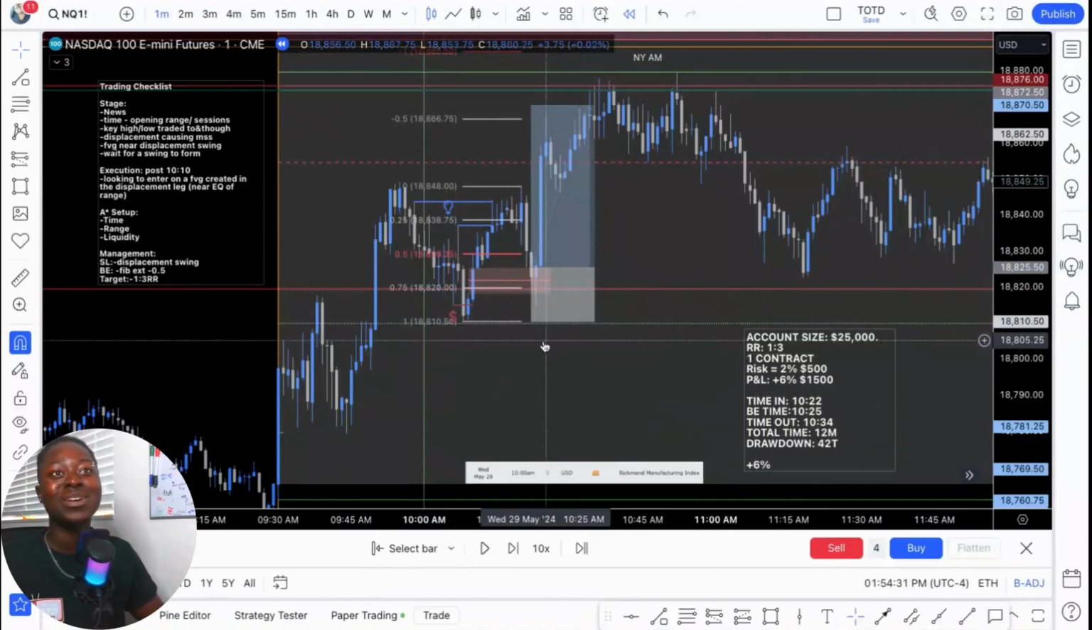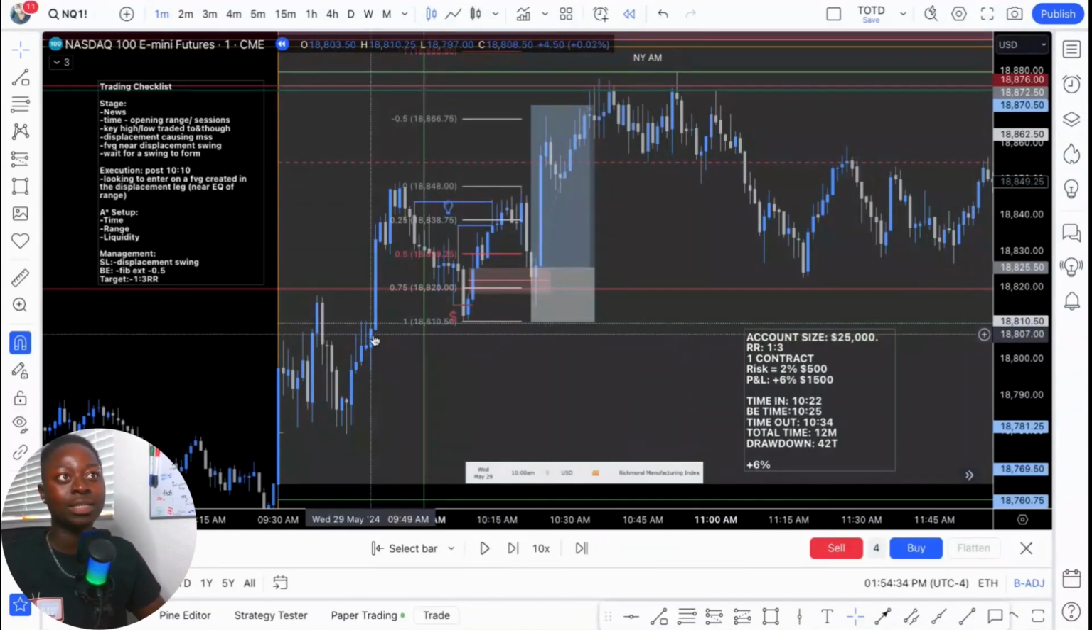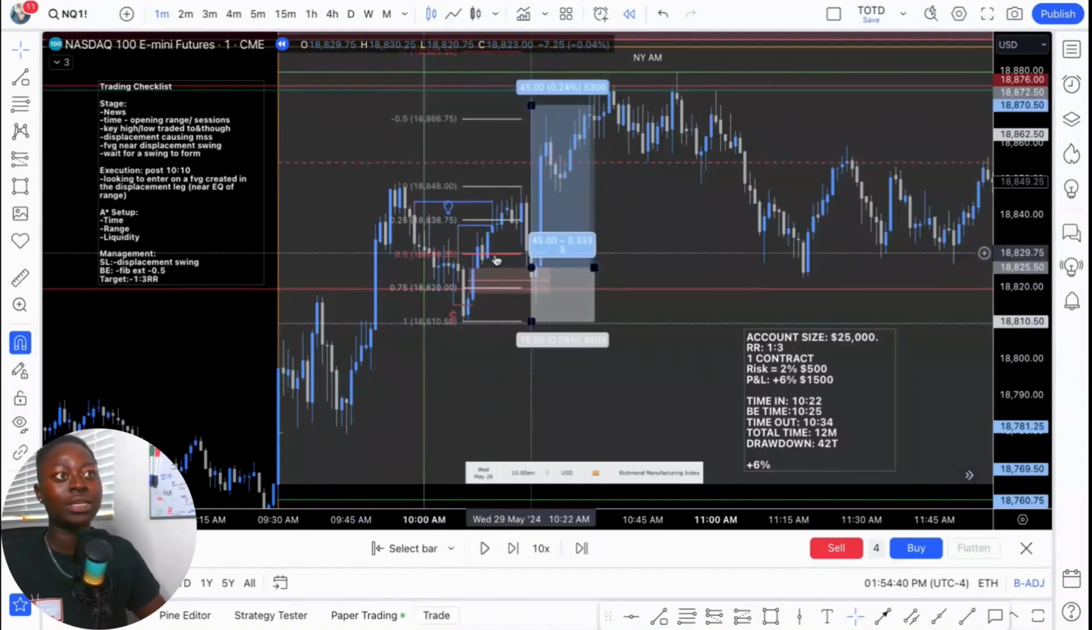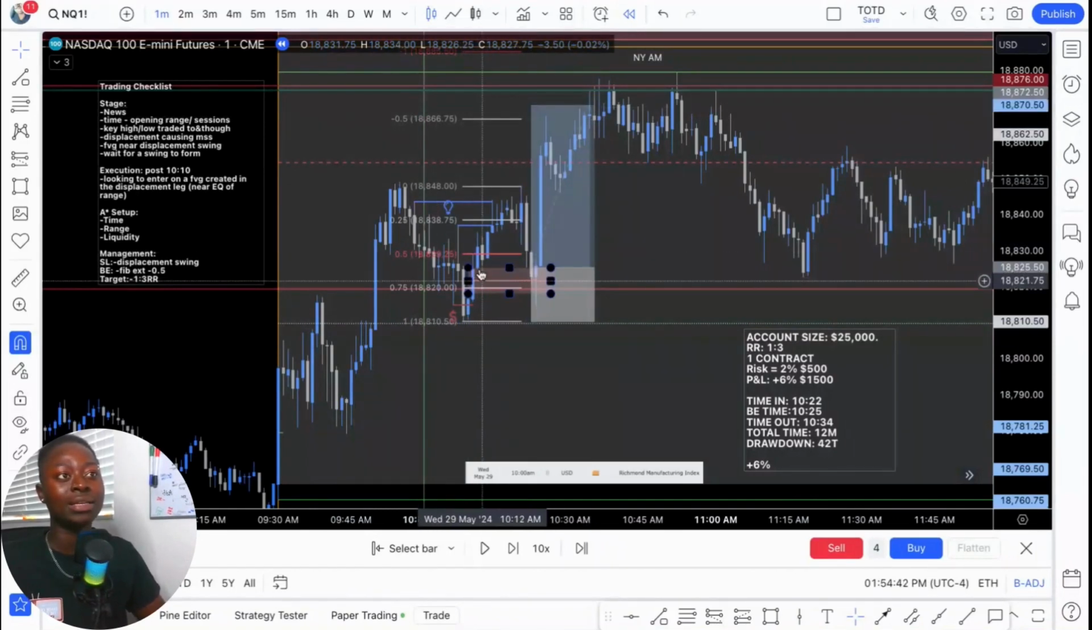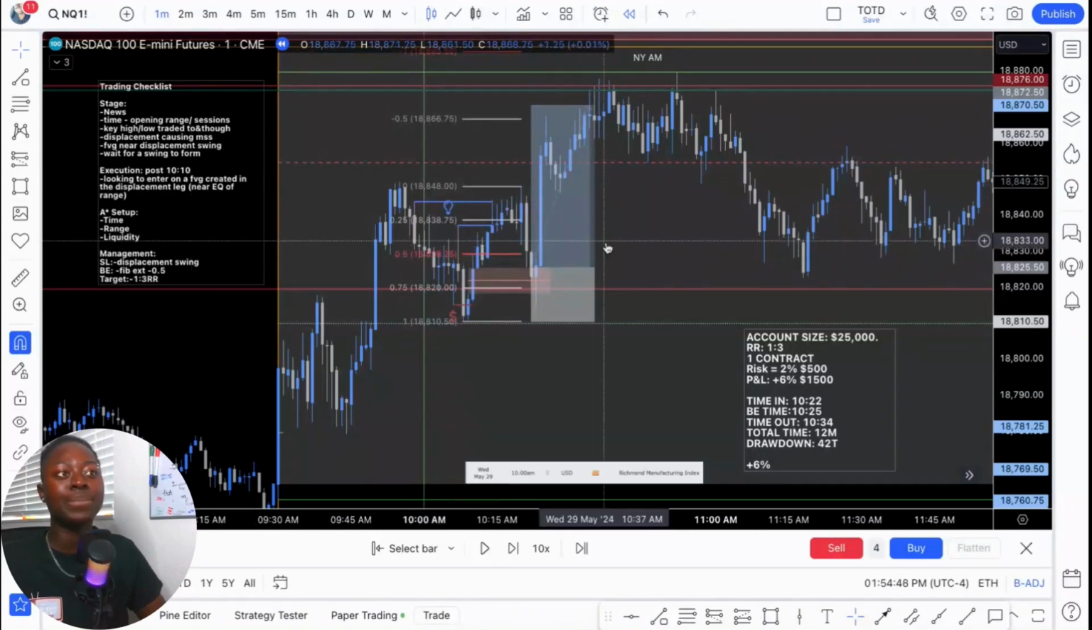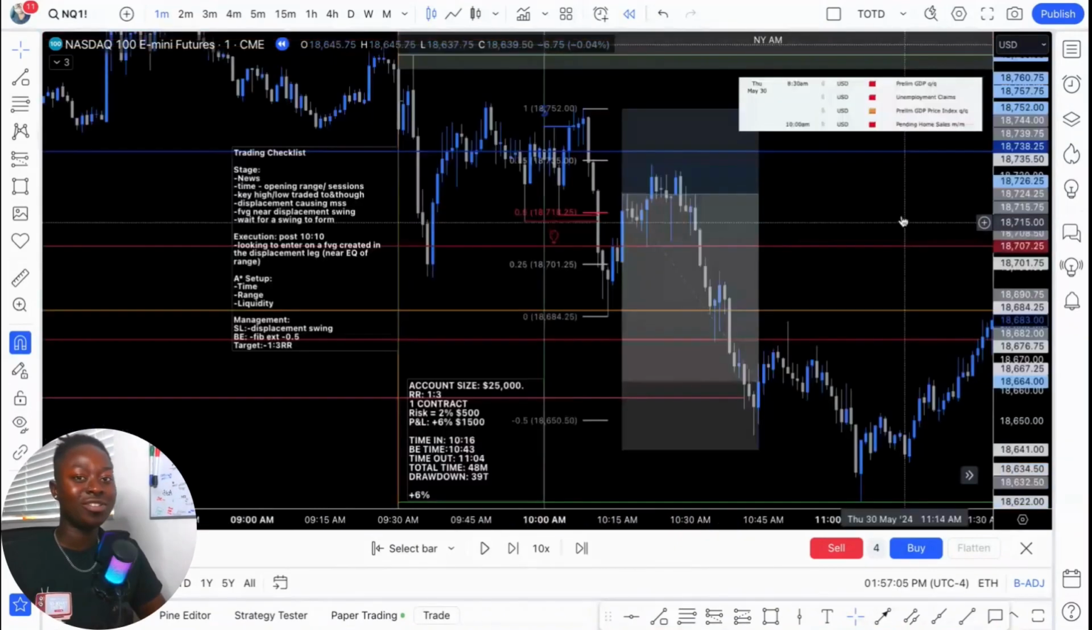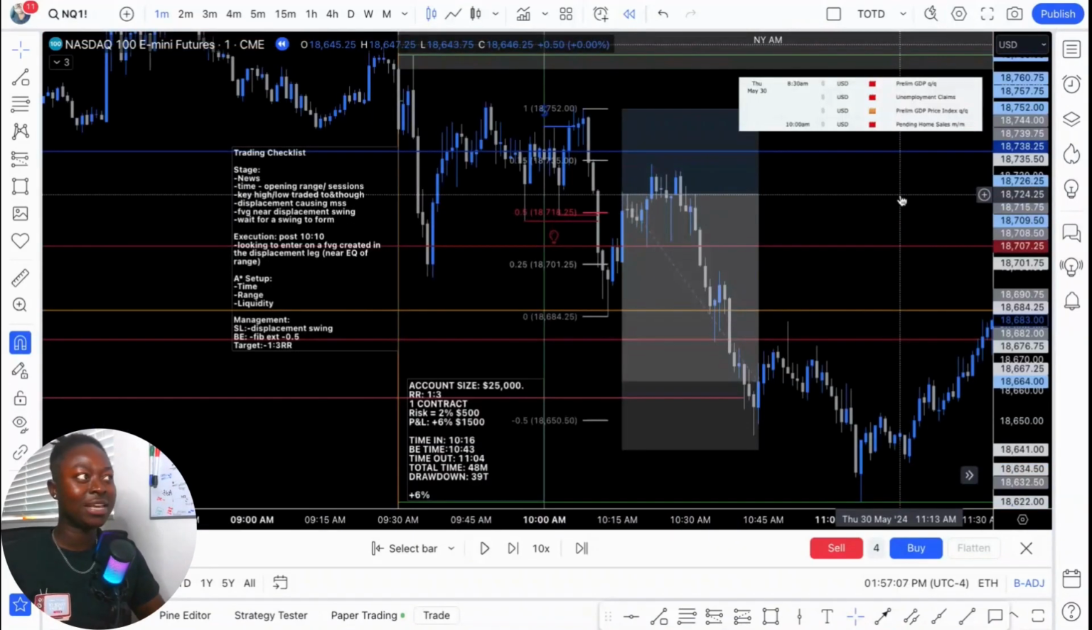Let's look at factors that made this trade a high probability setup. We have the time aspect, the AM session, post 10:10. Check the range. We're in the middle to lower quadrant for a buy, in a discount for a buy. Check. No liquidity created, but we have 2 out of the 3 matching up, making this a high probability setup, netting you 6%.